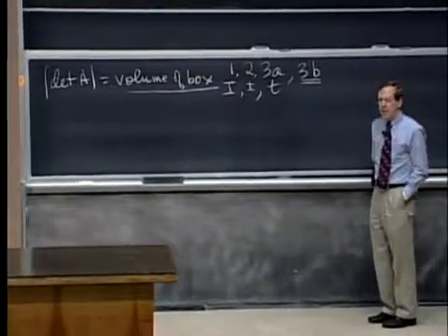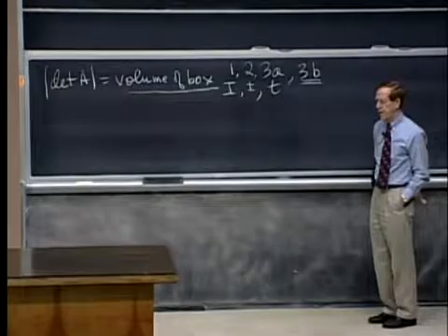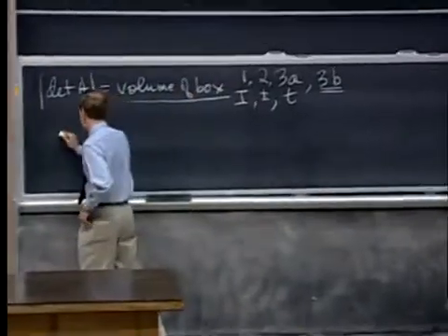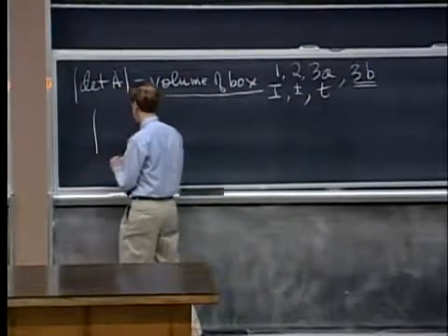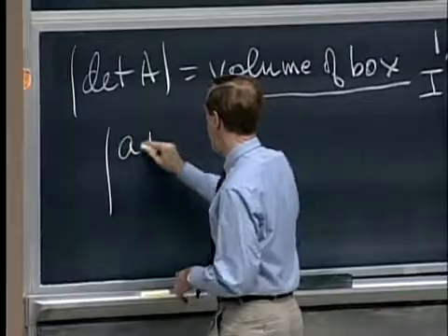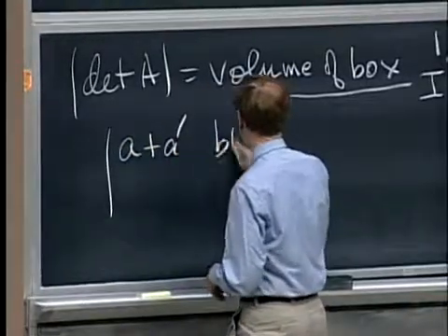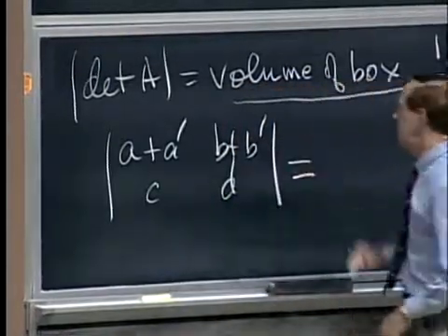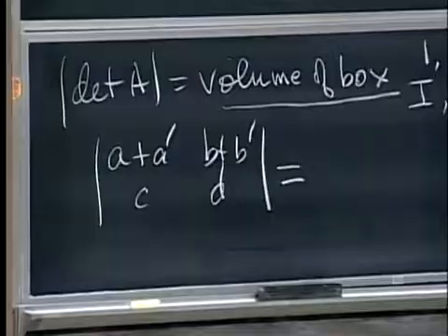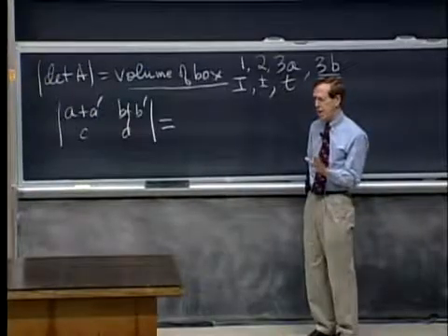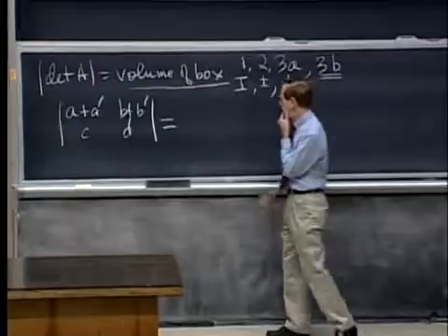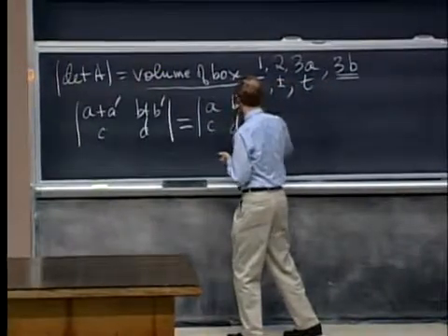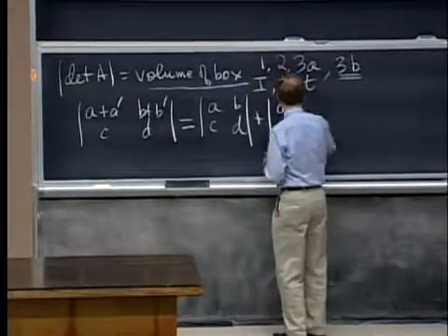What was property 3b? This is a great way to review these properties. Property 3b said, let's do 2 by 2, that if I had a plus a prime, b plus b prime, c, d, that this equaled what? This is the linearity in row 1 by itself. So c, d is staying the same, and I can split this into a, b and a prime, b prime.